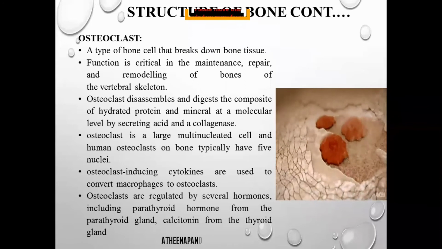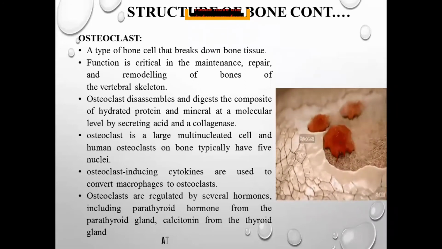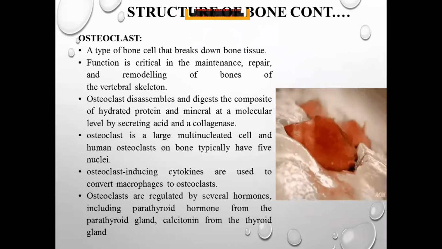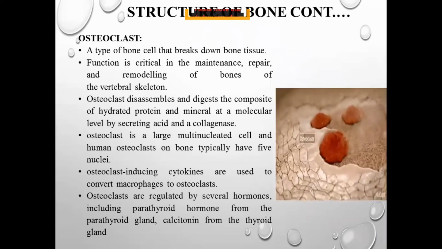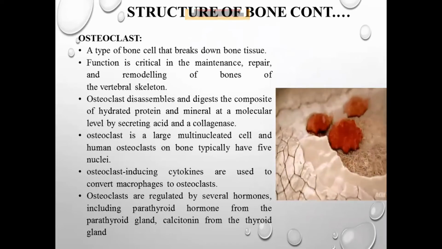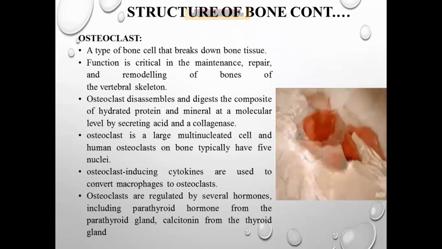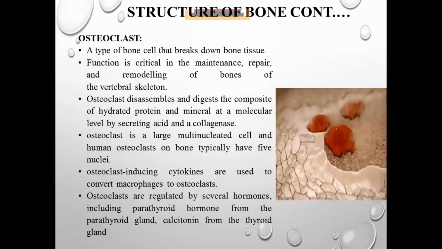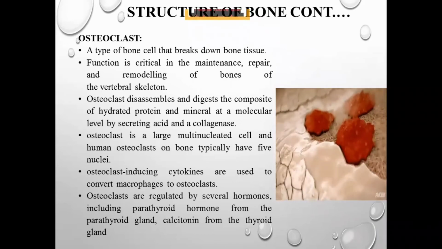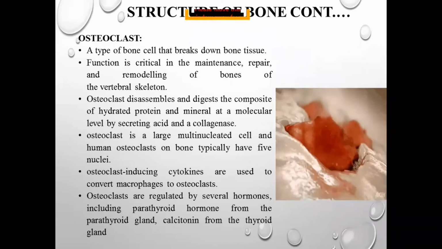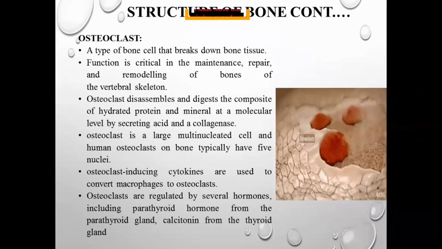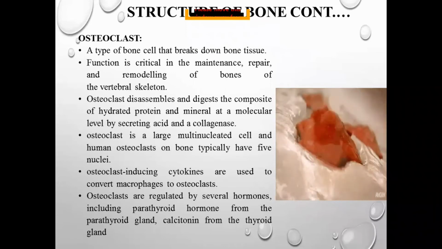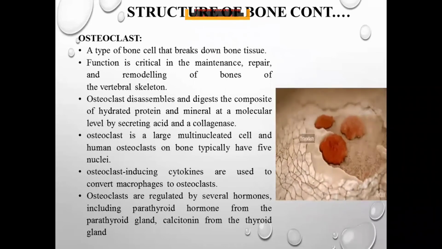Its function is critical in the maintaining, repairing and remodeling of bone of the vertebral skeletal system. Osteoclast disassembles and digests the composite of hydrated protein and minerals at the molecular level by secreting an acid and collagenase. So collagenase, if the word ends with ase, it is an enzyme. By secreting this acid and the collagenase, it removes the topmost layer, the hydrated protein layer or mineral layer, from the bone.